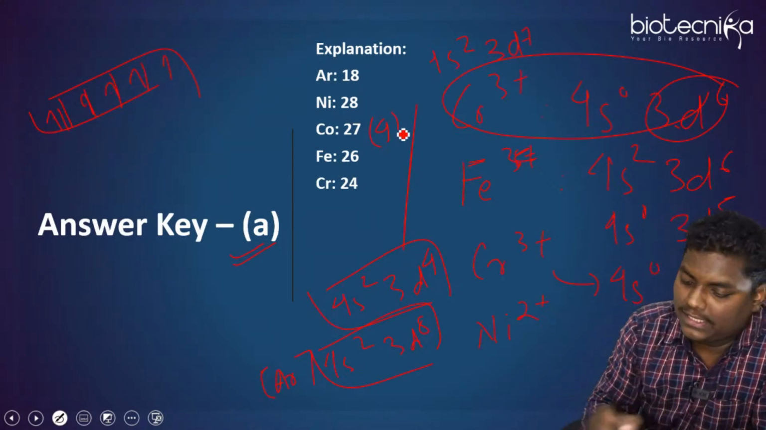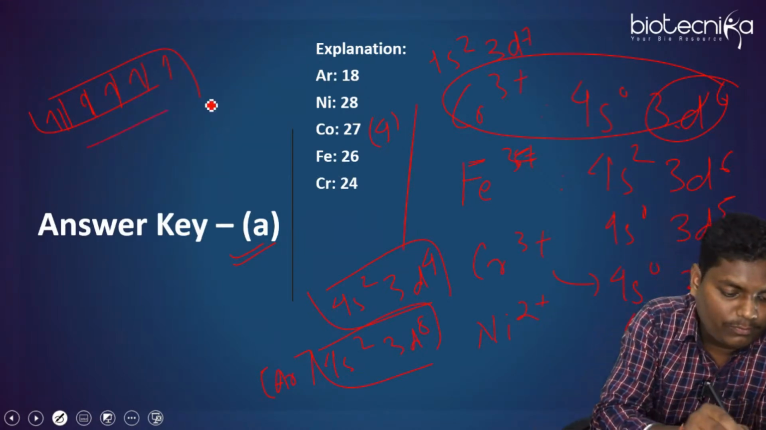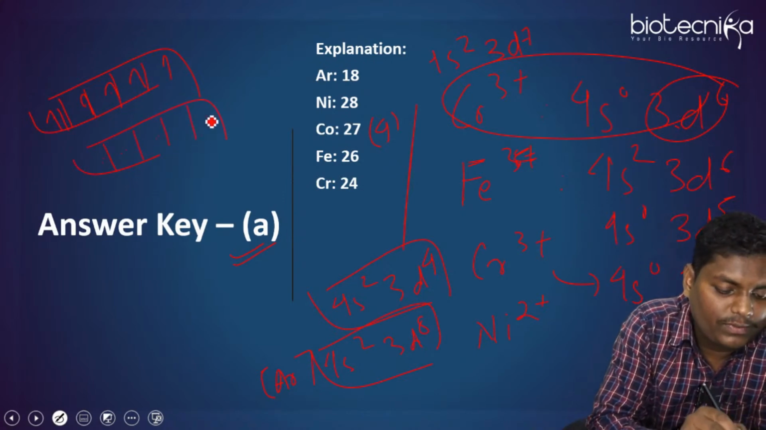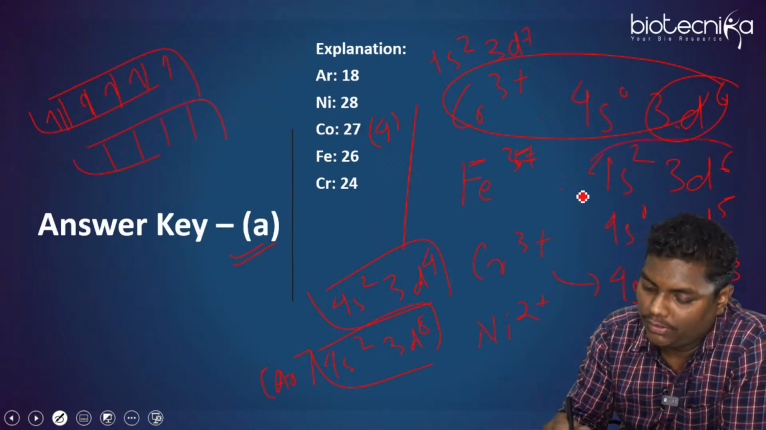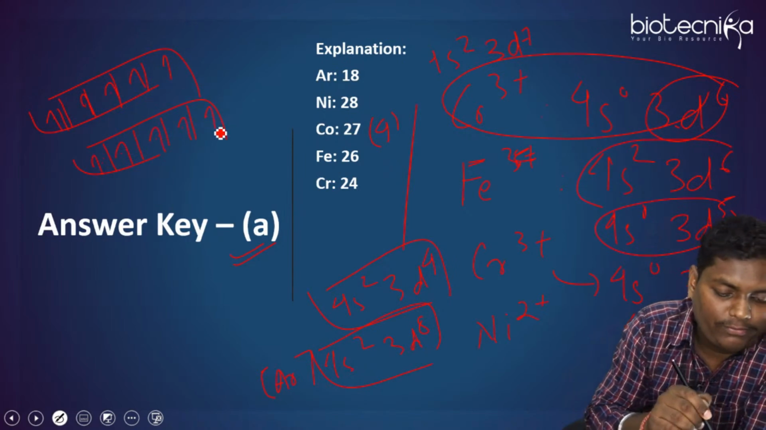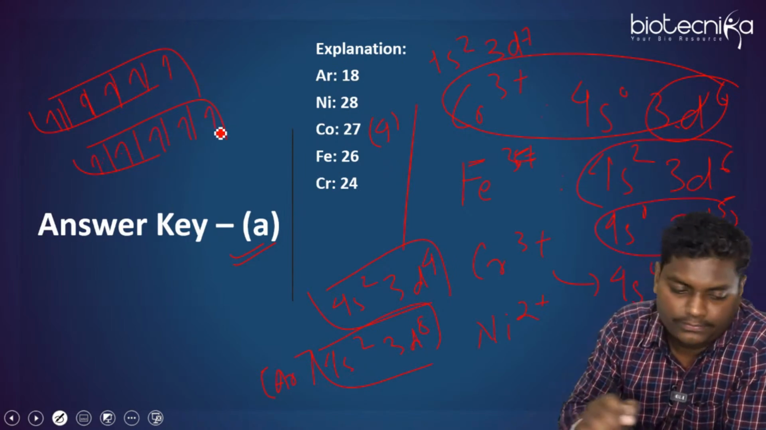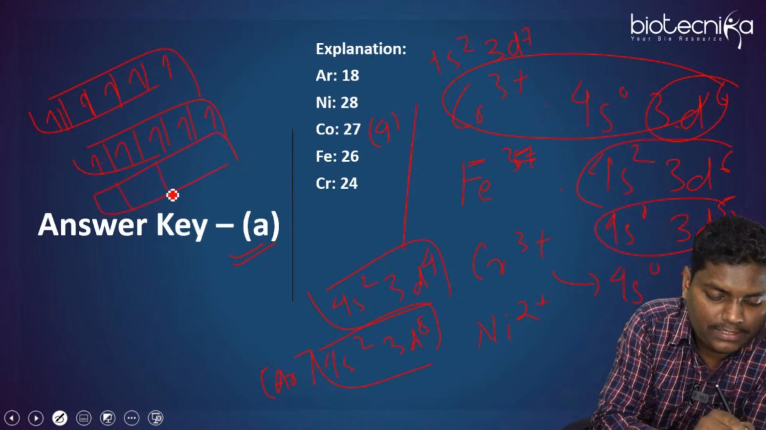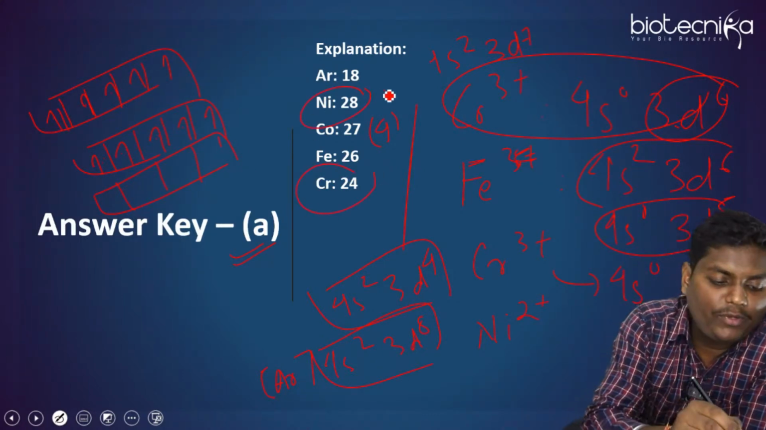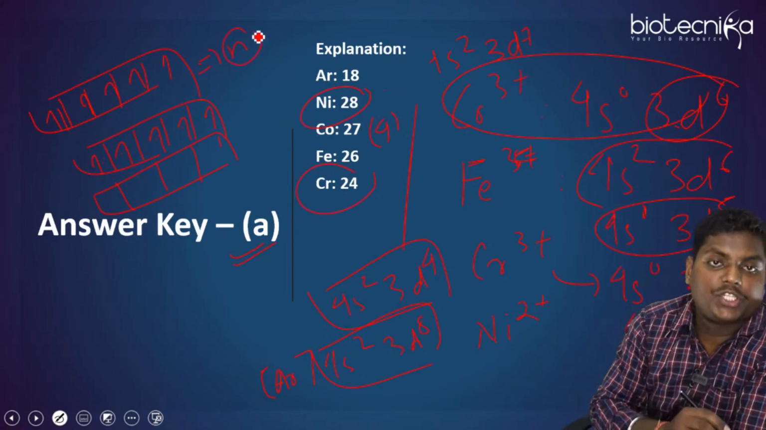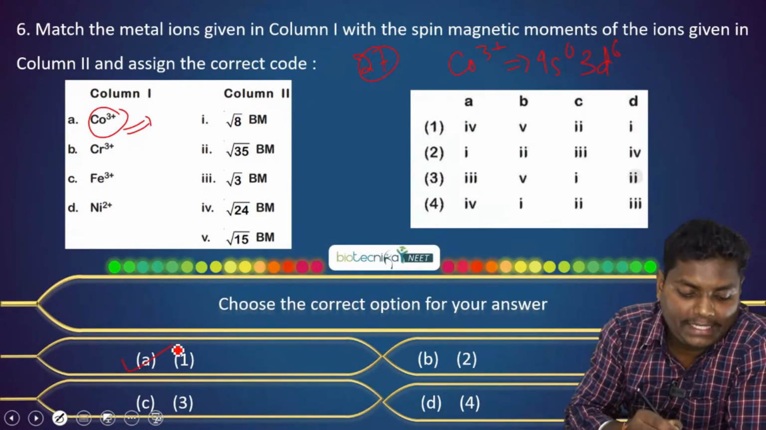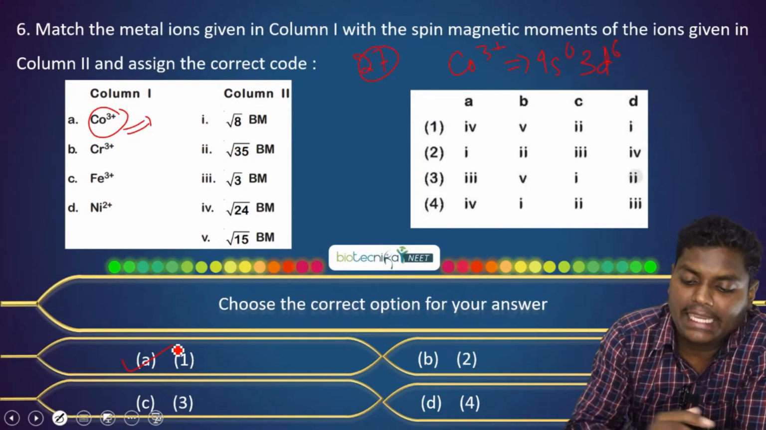For iron, similarly, you will have 5 unpaired electrons: 1, 2, 3, 4, 5. Similarly, you can do it for chromium and for nickel. Whenever you get this number, you can substitute and solve it. So it's an easy question, you just need to be very careful while solving it. So the correct option is A.